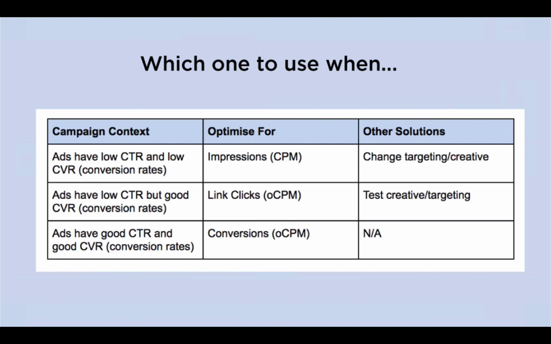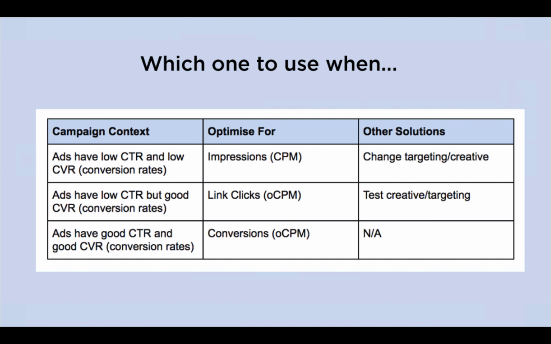I included another column called Other Solutions here because this is one of the tactics that you can use to troubleshoot campaigns or to improve your bidding strategy, your optimization. However, one of the other things that you should be looking at here is if you do have low click-through rate and low CVR, you definitely need to be reviewing your funnel, so the landing pages, and also the targeting and your creative, trying to get that click-through rate up.